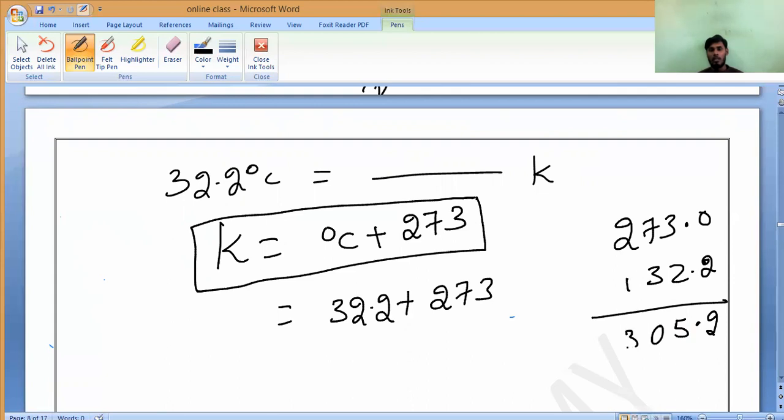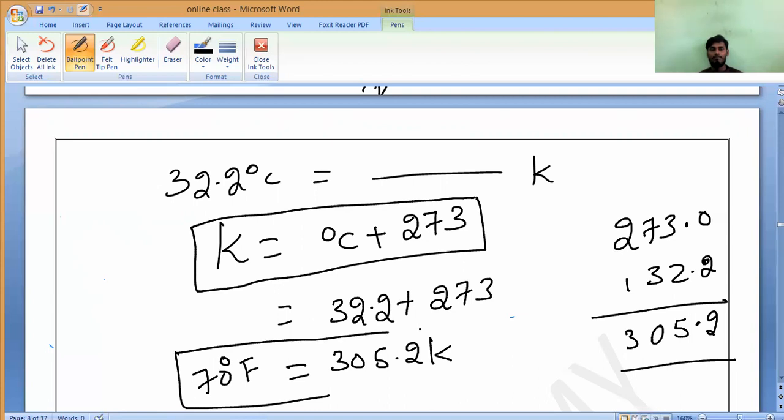1 will come here, 3. So how much is it? 305.2 Kelvin, which is equal to 70 degree Fahrenheit. Is it yes or no, Mari? Yes, sir.